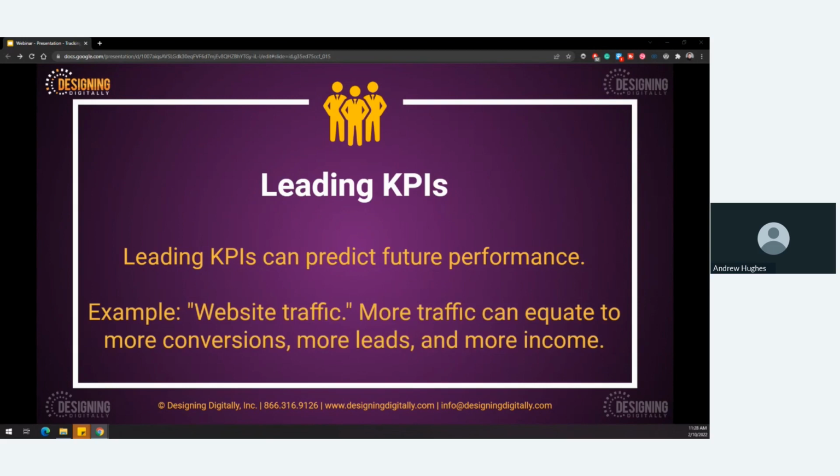So a great example of that is just because you get more traffic to your website, it may or may not provide more conversions. But when you're leading those KPIs, you can look at your mean and then take a percentage of your mean and determine where you want to go with it. If you want to go up 10%, 15%, you can anticipate that future performance based on the existing web traffic that you may have now.